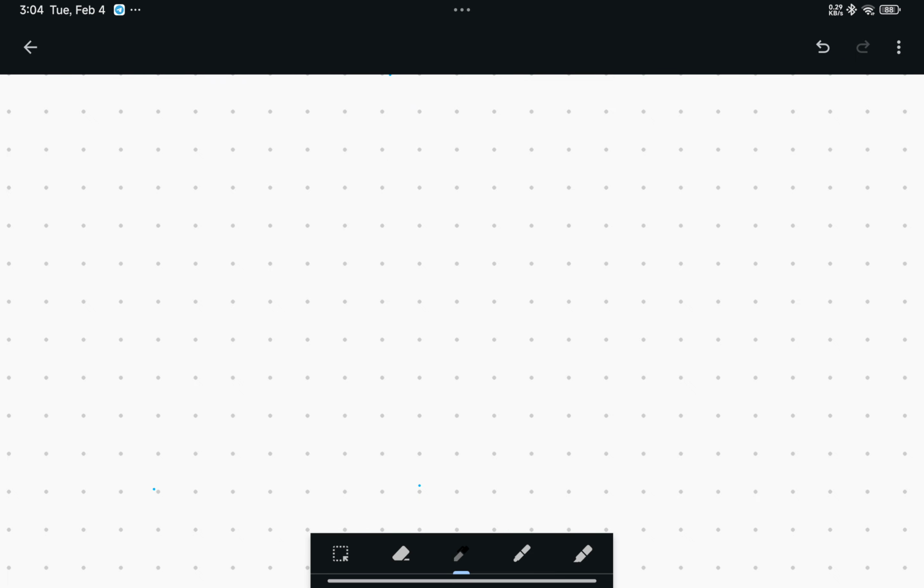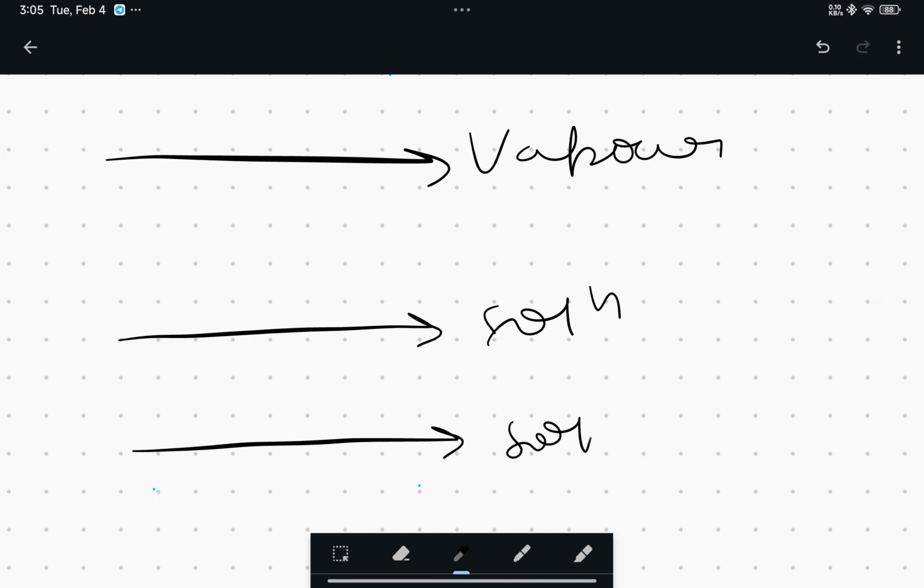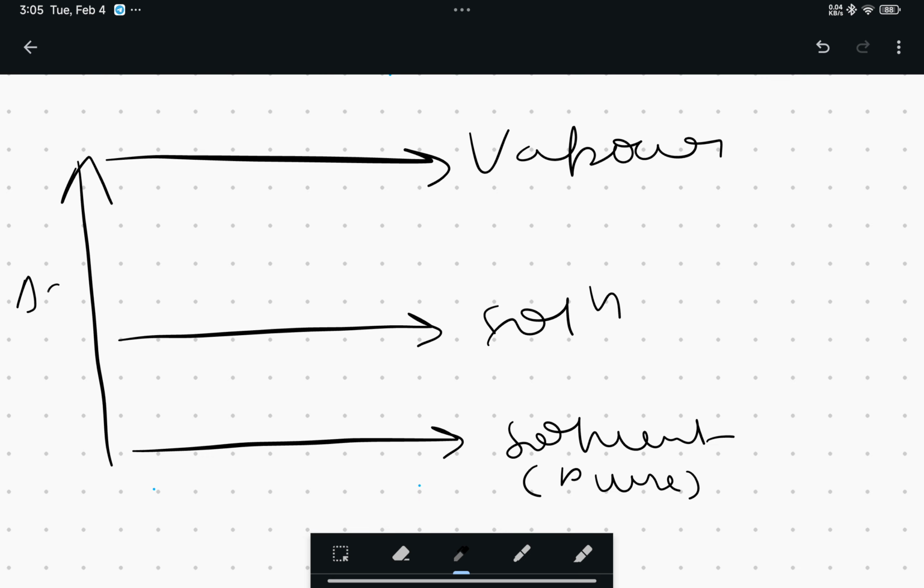Okay. So let us consider the entropy of vapor to be here, and let us consider the entropy of solution to be here and solvent to be here, pure solvent. So this is change in entropy. Okay, so first let me explain why we place the entropy of solution above the entropy of a pure solvent.